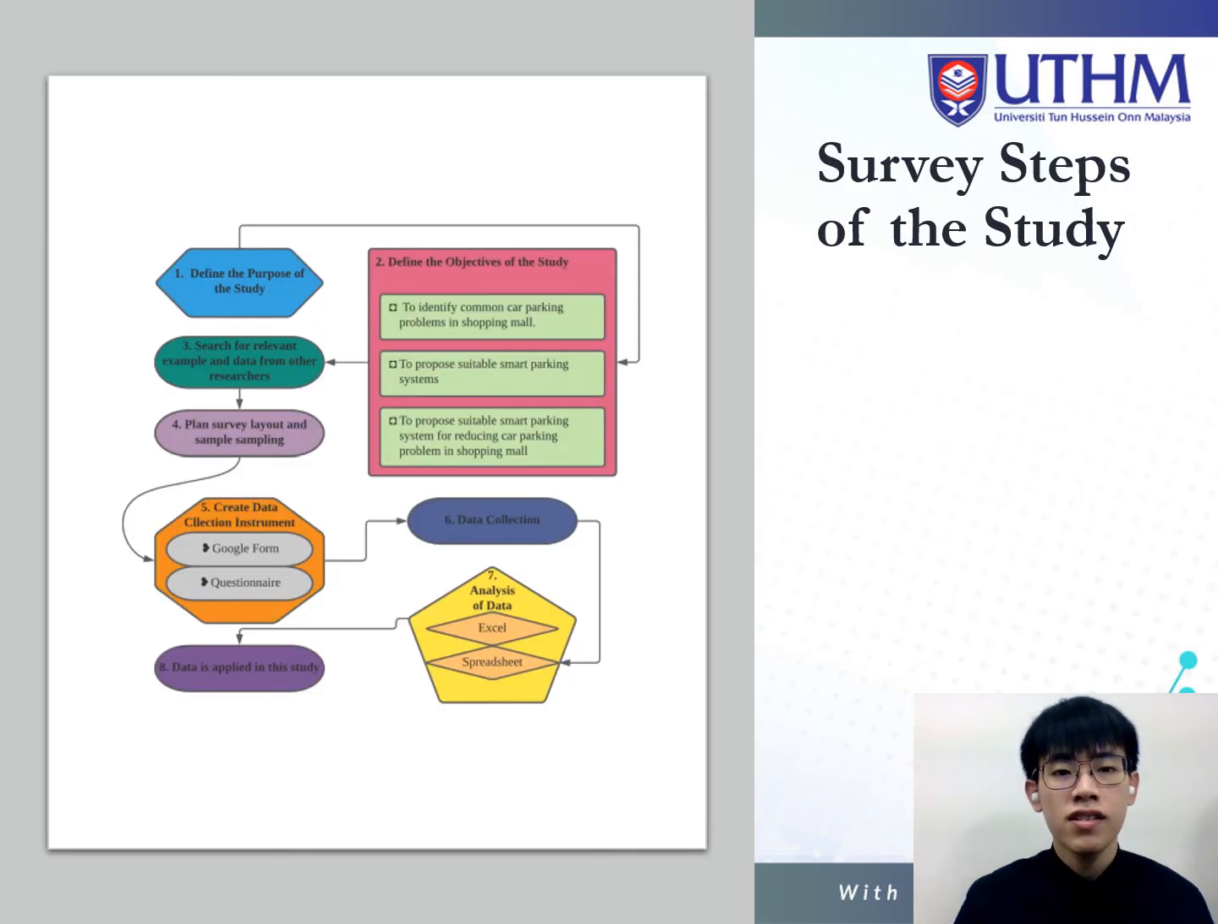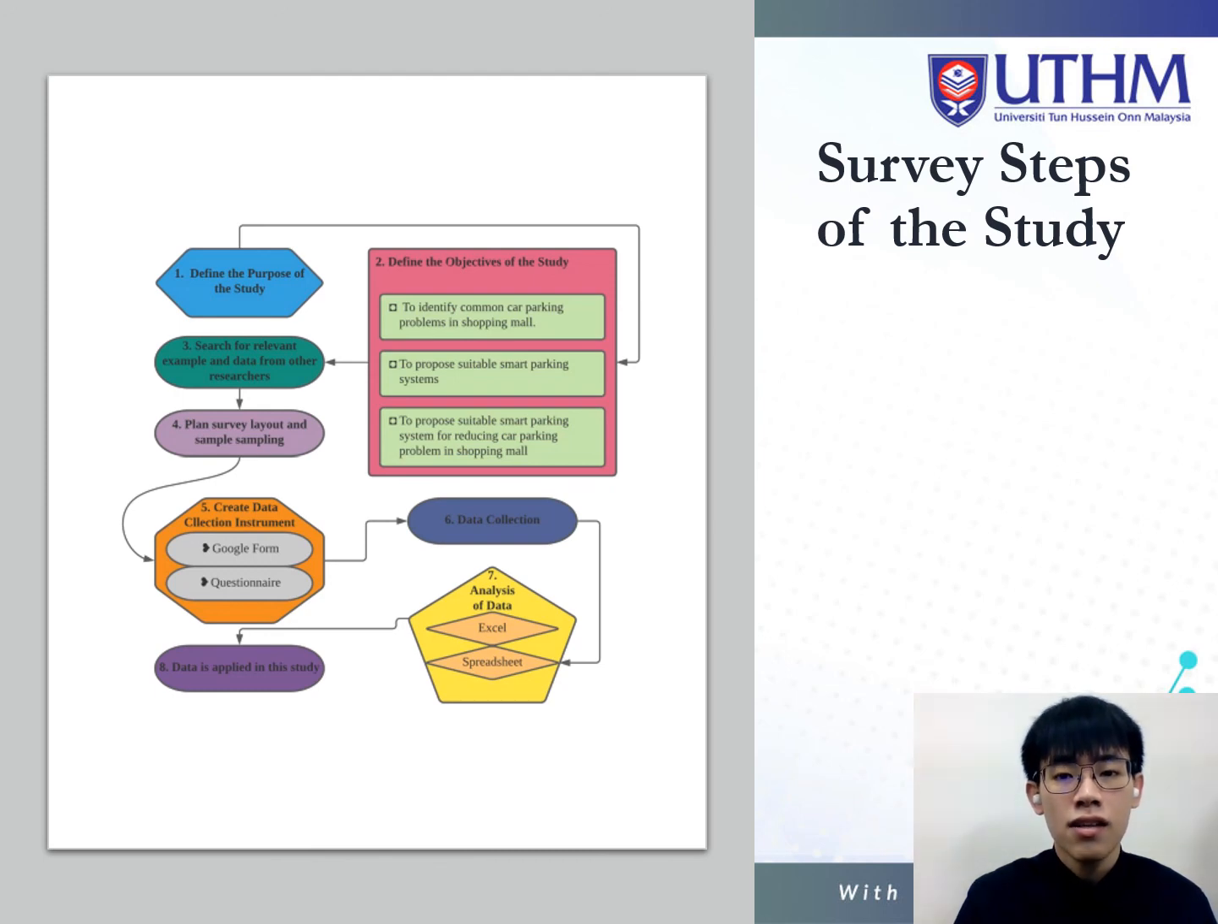The steps of the study begin with defining the purpose of the study and objectives of the study as well. The next step is to search for relevant examples and data from the previous researchers. A planned survey layout and sampling is then carried out. The next step is to create the data collection instrument. As I mentioned earlier, there are two methods used to collect data from the respondents.